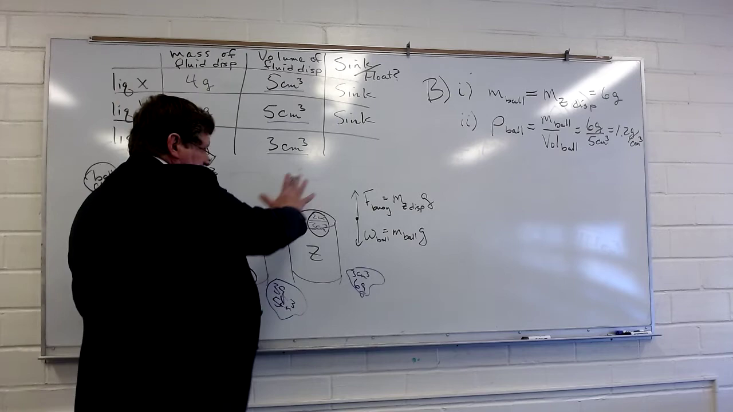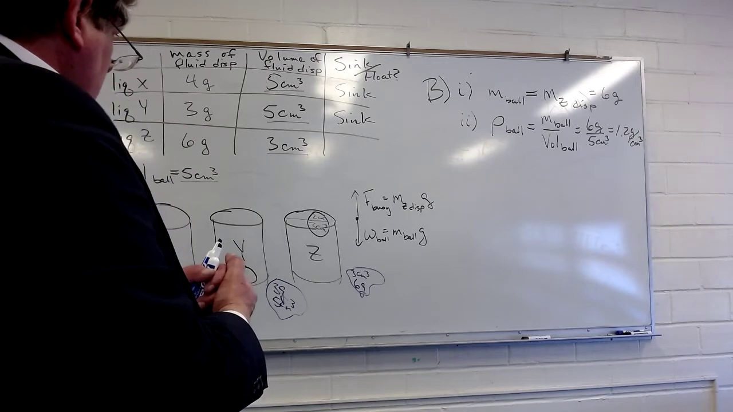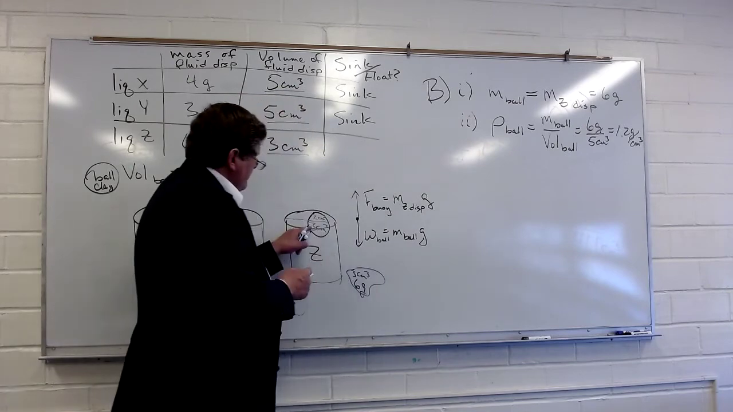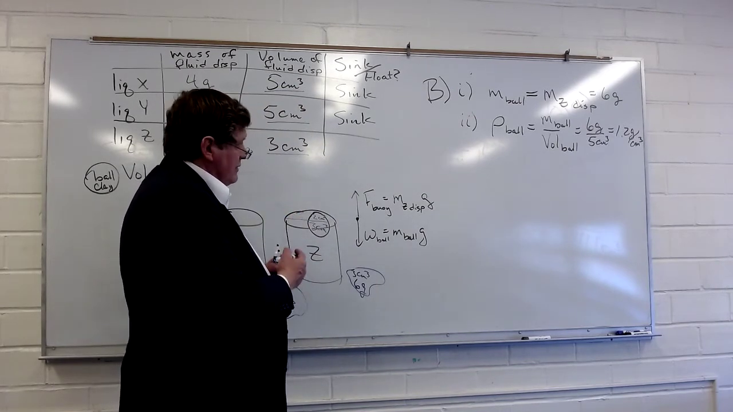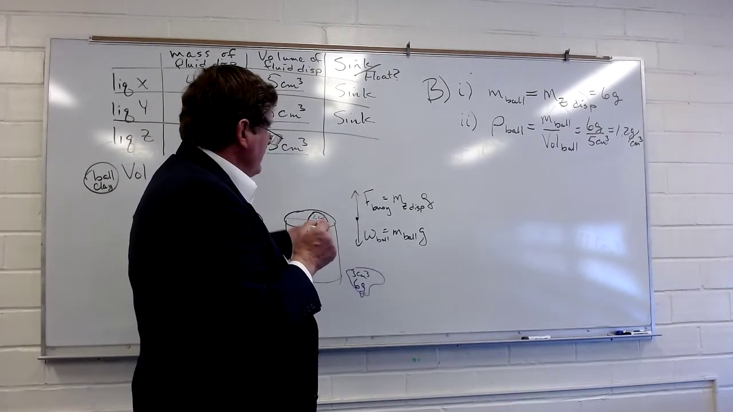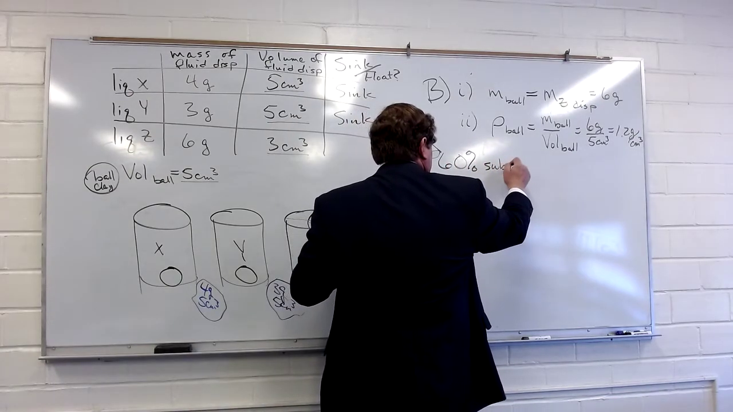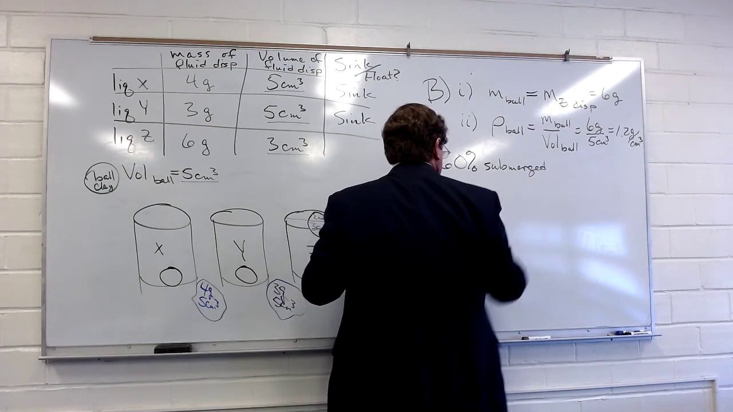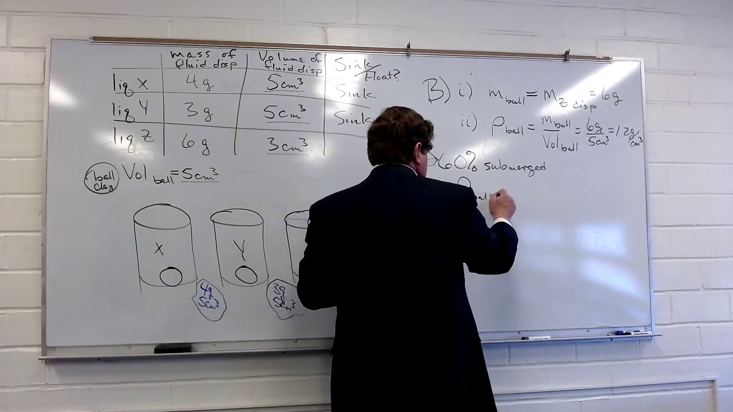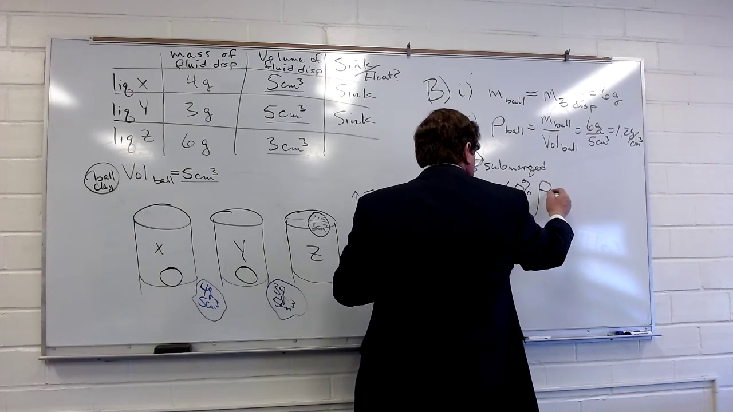What fraction, what percent of that ball is submerged in liquid Z? Well, the percent submerged is going to be 3 centimeters divided by the total of 5 centimeters. So if I do 3 over 5, that's going to be 60% submerged. And so that means that the density of the ball is going to be 60% of the density of liquid Z.